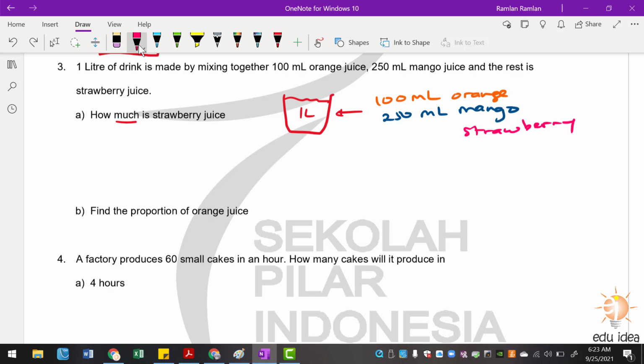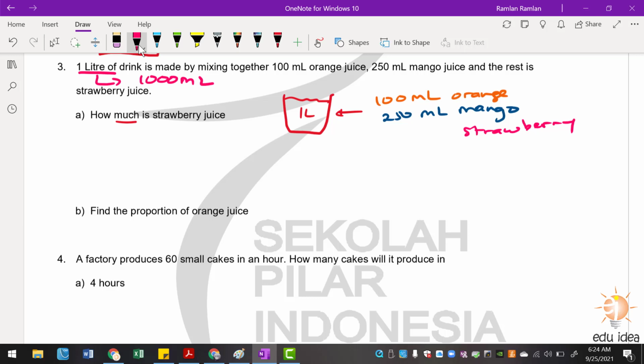Okay, so for this one, you need to convert them first. So it's up to you. You can convert the milliliter to liter or liter to milliliter. But for this one, it's easier for you to convert the liter to milliliter. So I'm going to convert this 1 liter here. We know that 1 liter is equal to 1,000 milliliter. If you don't know how to convert that, maybe you need to learn about how to convert units.